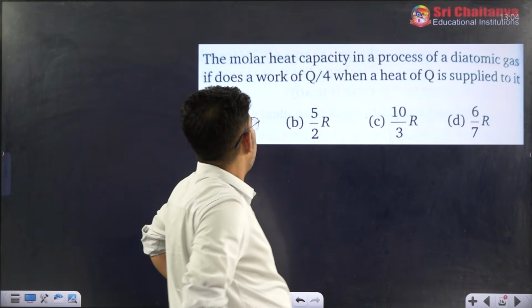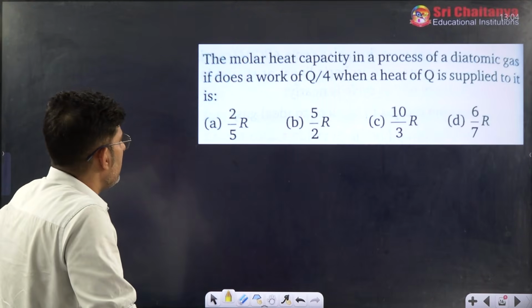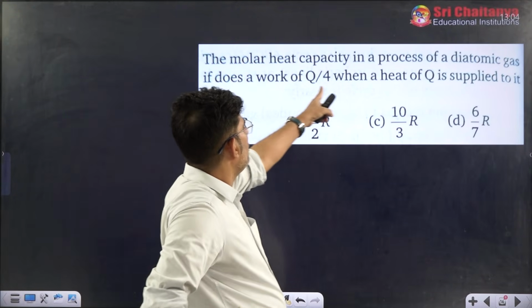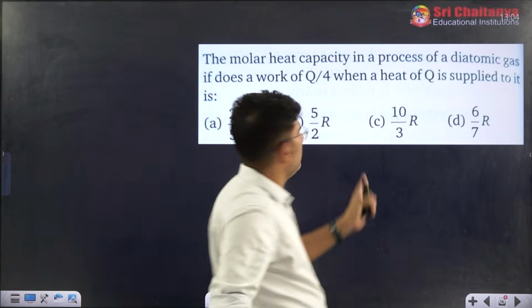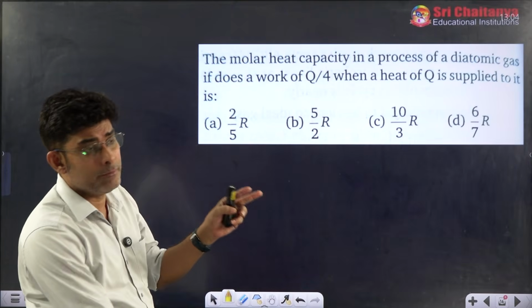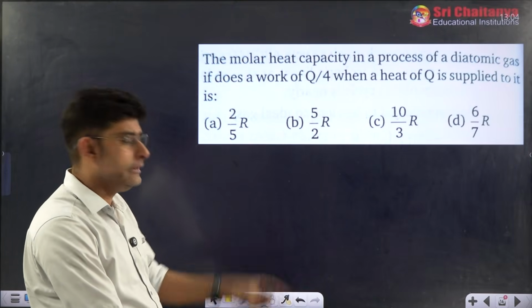Next, molar specific heat capacity in a process of a diatomic gas, if it does a work of Q by 4 when the heat of Q is supplied. They are asking C of the process, but here they have not given the process, they have given work done and heat. How to find?